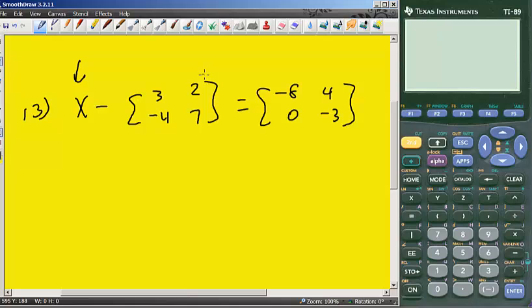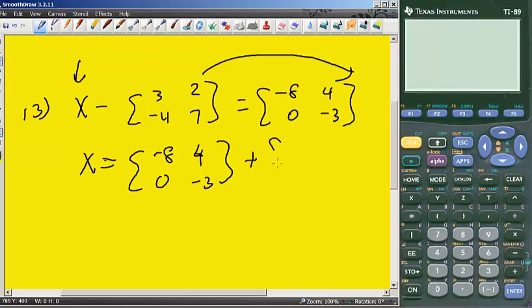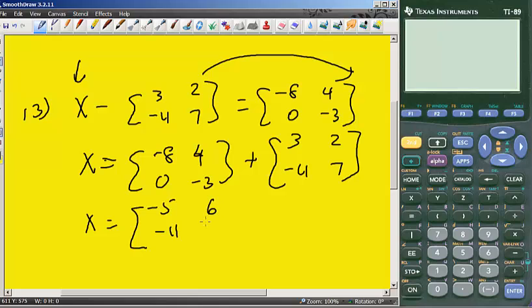So it's simply, you're just going to take that to the other side. So my X matrix is going to be the same thing as negative 8, 0, 4, negative 3, plus the matrix 3, negative 4, 2, 7. Just take it to the other side of the equal sign. Now when I add these two things together, my matrix X will turn out to be negative 5, negative 4, 6, and 4, and there it is.